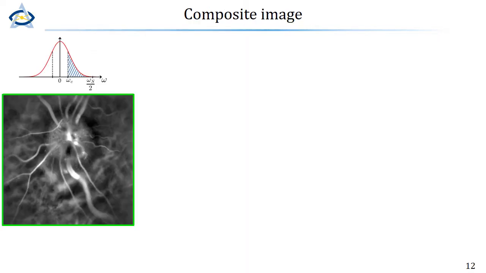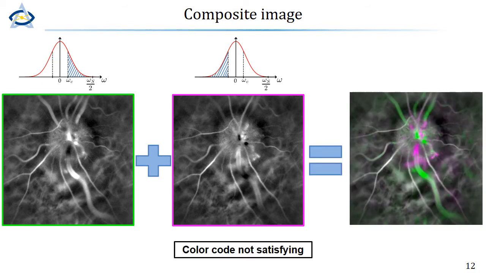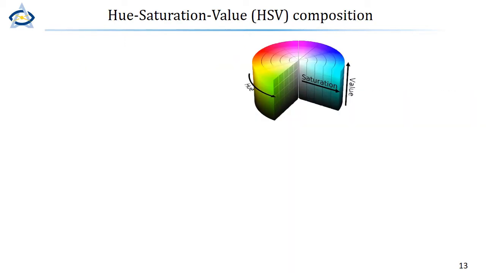A very simple way to do it is a basic composite image in a green-magenta color composition. But the colors are not really satisfying because they don't match what is currently used in Doppler ultrasound. We want some red-blue contrast.